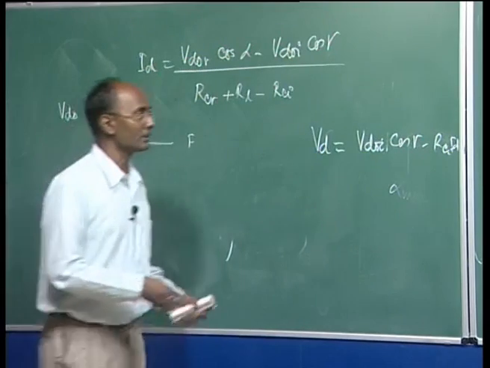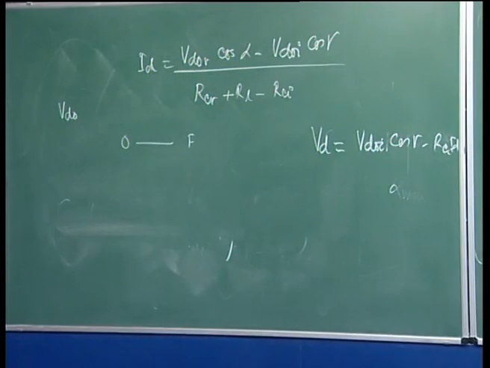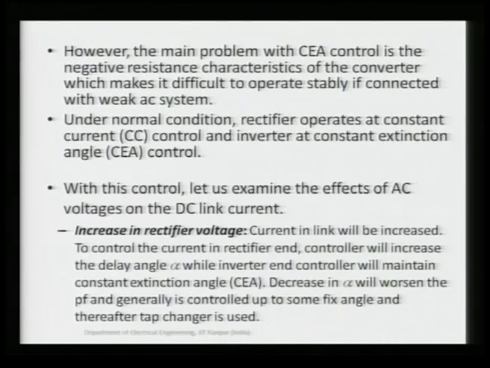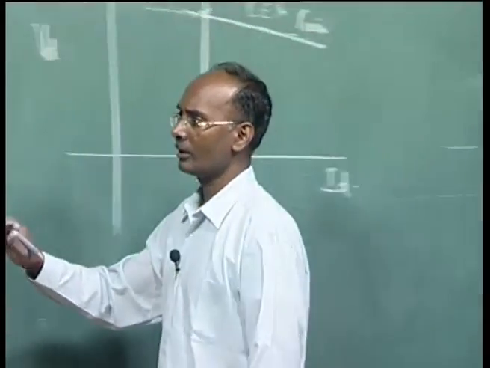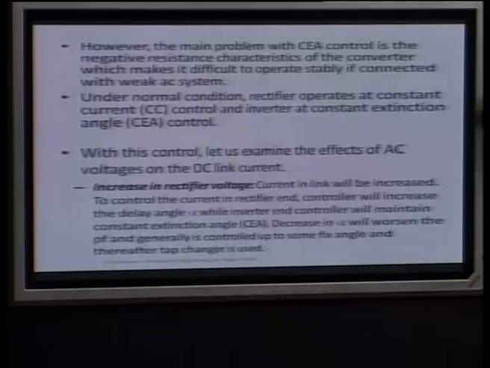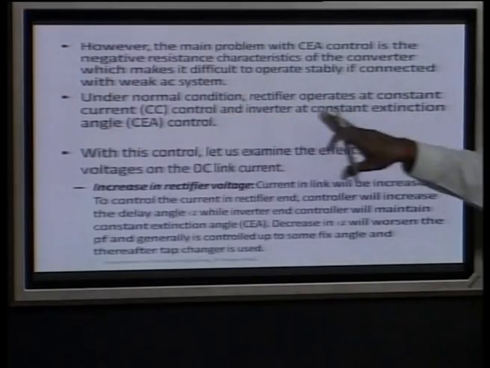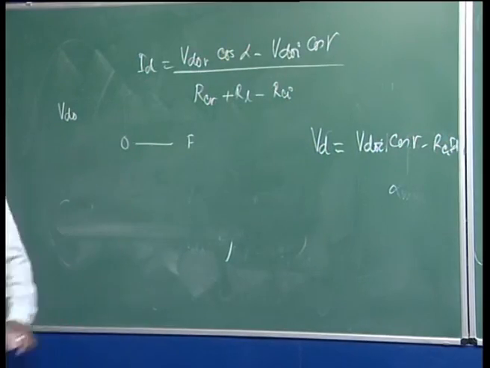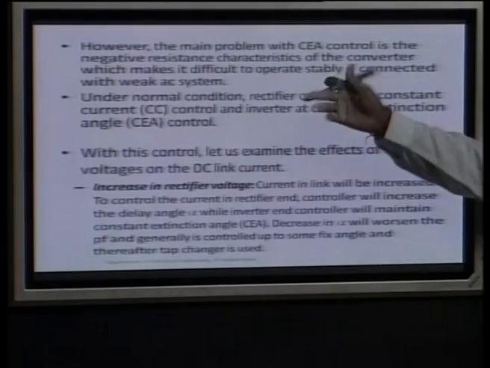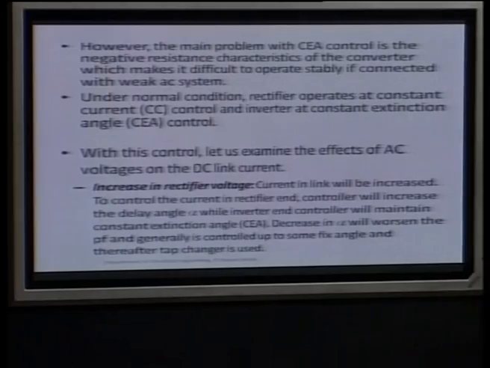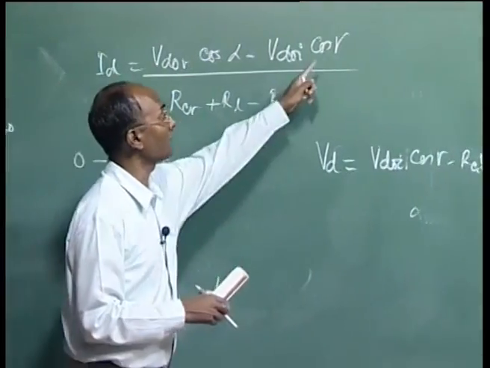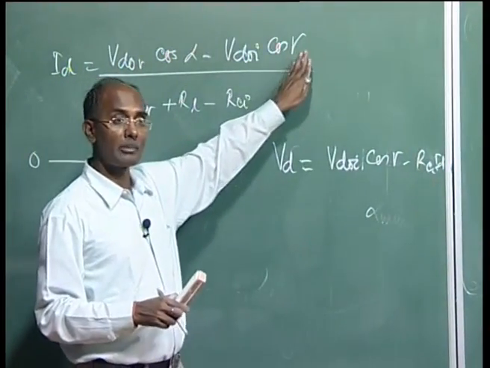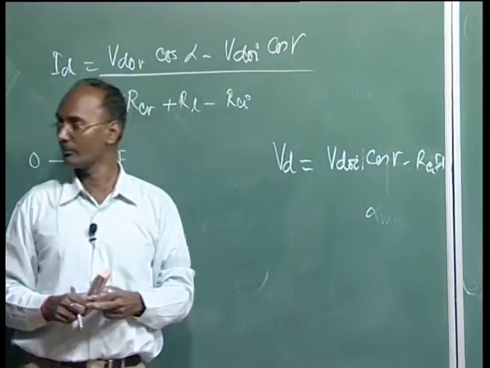Now let us see if there is some change, and I will go to the characteristic change later on. Already I said that the rectifier operates at constant current control, and the inverter is operating at CEA mode, that is the constant extinction angle control. Also I mentioned that due to the negative resistance, for stable operation, if we keep on changing gamma here, there may be problems. So normally this is a fixed value here.